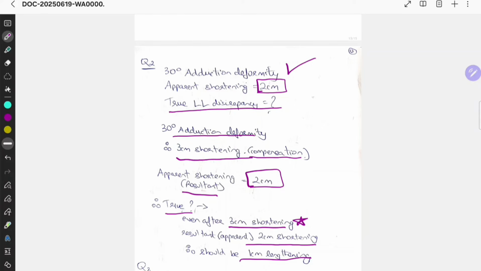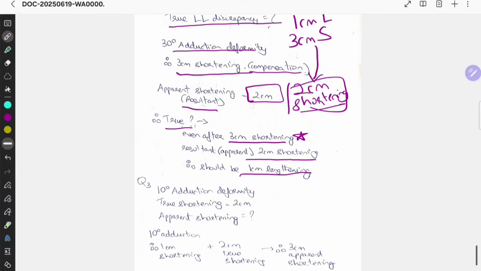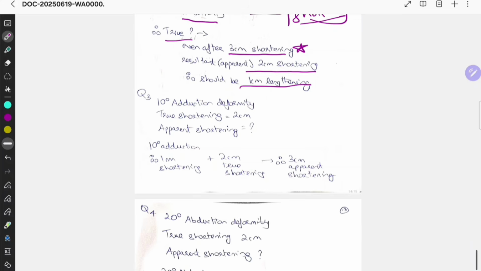So I'll explain it to you in a retrograde manner. There is 1 centimeter lengthening. Now due to 30-degree adduction deformity, there is 3 centimeter shortening. As a result, the apparent shortening is 1 centimeter lengthening minus 3 centimeter shortening, which is 2 centimeters of shortening. Am I making sense? Very interesting? Okay, so proceeding further.